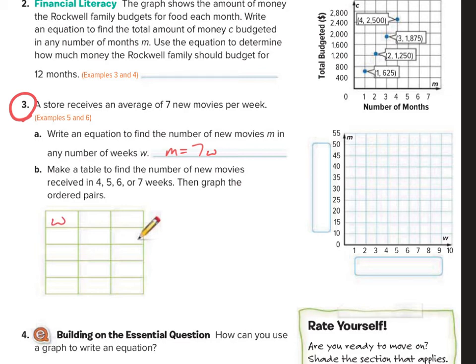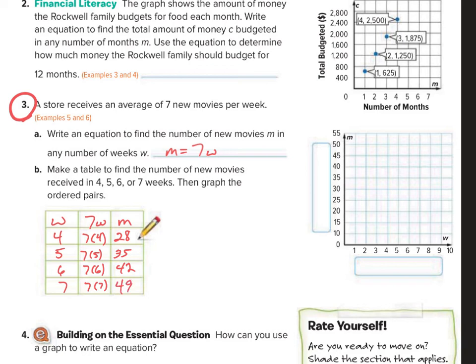For weeks, W, we've got 4, 5, 6, and 7. Here's our equation, 7 times W. And our output will be M for movies. So first, 7 times 4 weeks equals 28 movies. 7 times 5 weeks equals 35 movies. 7 times 6 weeks, 42 movies. And 7 times 7 weeks, 49 movies.